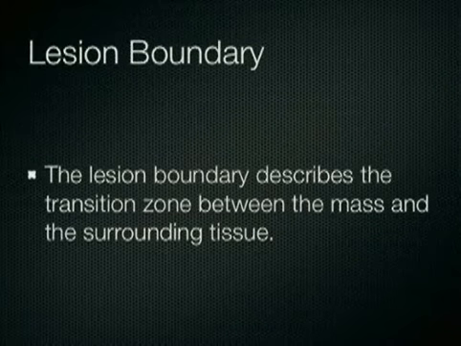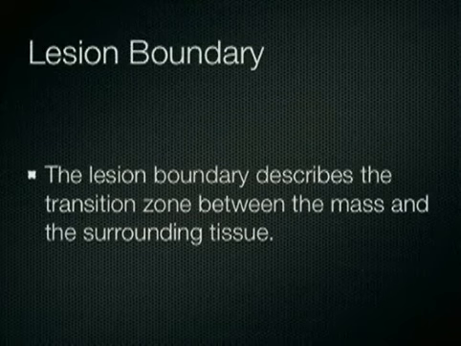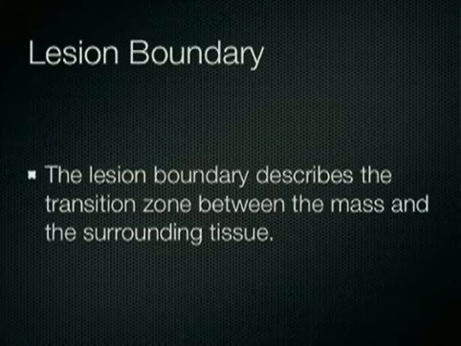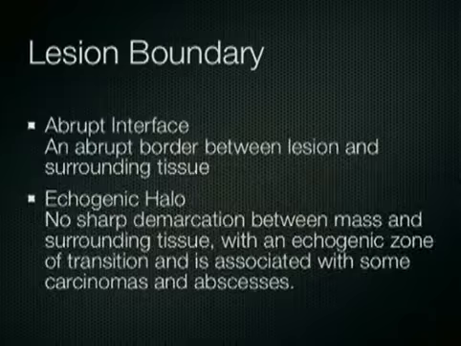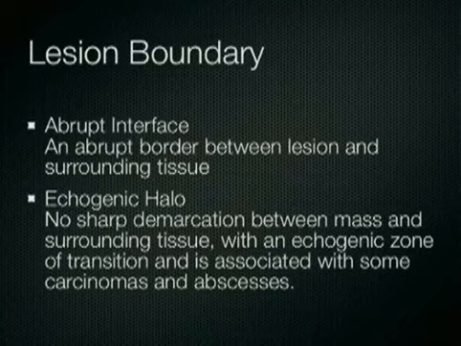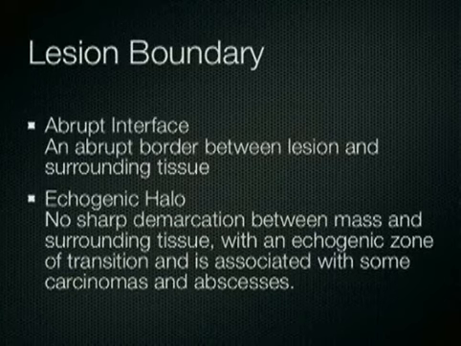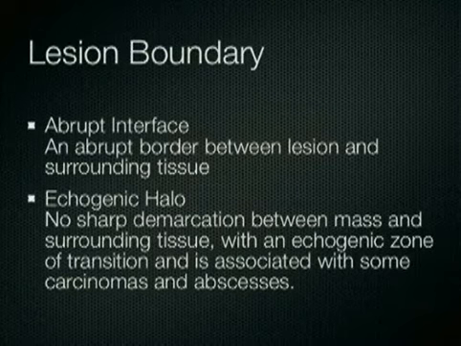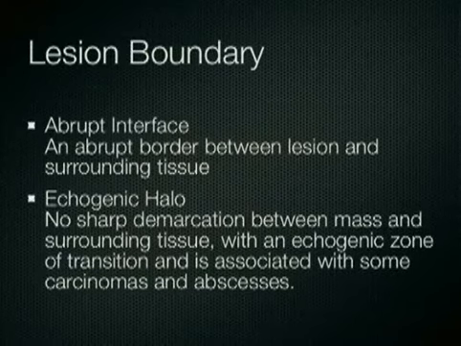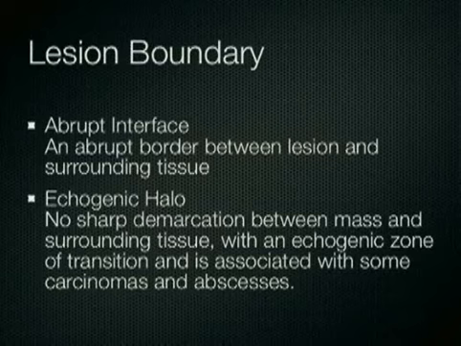In addition to the margin, often a lesion boundary is visible. This is the transition zone between the mass and the surrounding tissue. This boundary may result in an abrupt interface between the lesion and the surrounding tissue, or may consist of an echogenic halo, in which there is no sharp demarcation between the mass and the surrounding tissue, but with an echogenic zone of transition. This is often associated with carcinoma and also may be seen with abscesses.